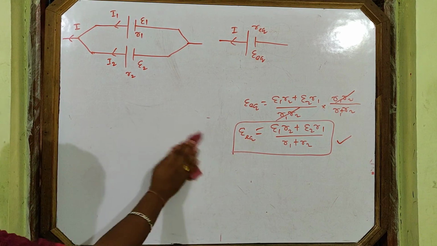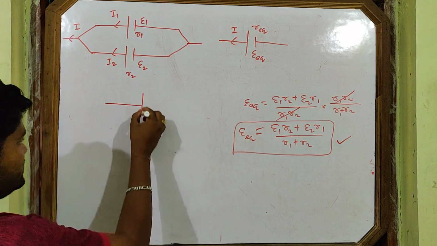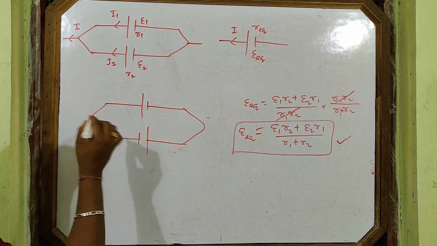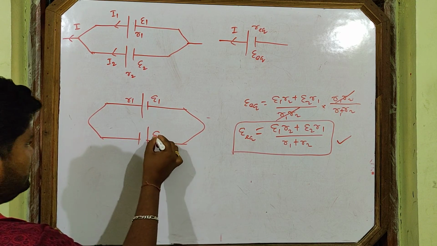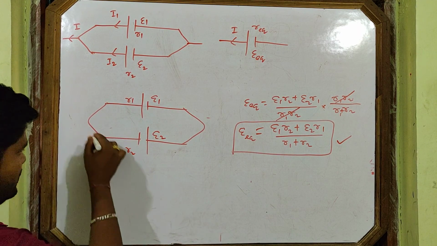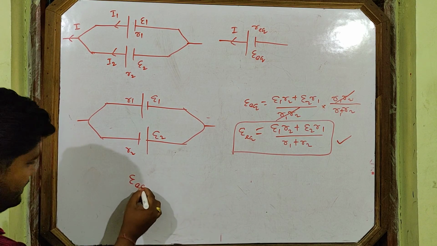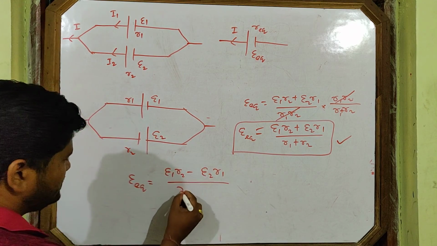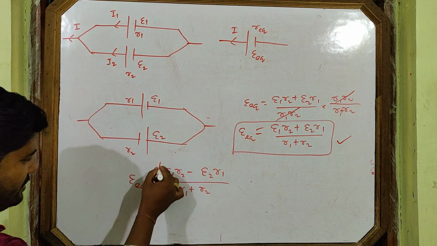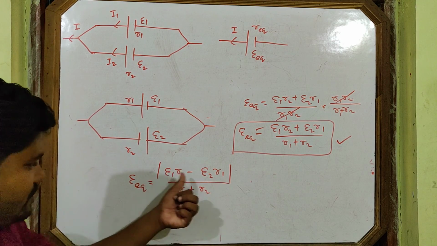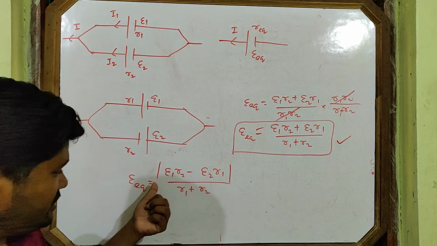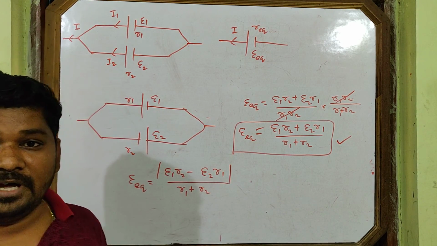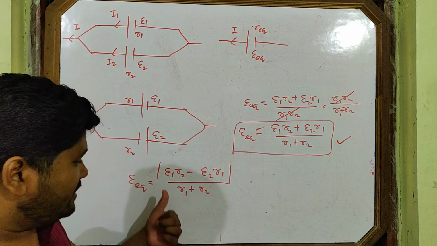Another special case is if the cells are connected in the wrong connection. This is one cell, this is negative, positive. They are not in order. E1 R1, E2 R2. If they are not in order, then what happens? E equivalent is E1 R2 minus E2 R1 over R1 plus R2. Remember this one, it is very important. But we take the mod, because I don't know which one is greater. So you take the mod of E1 R2 minus E2 R1 divided by R1 plus R2.